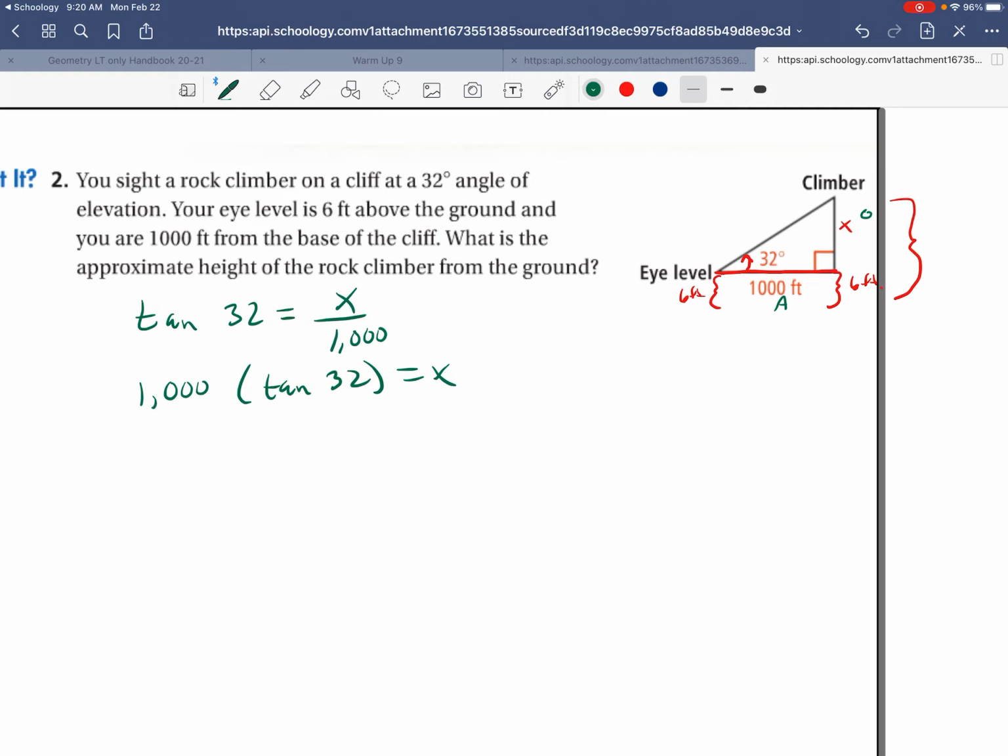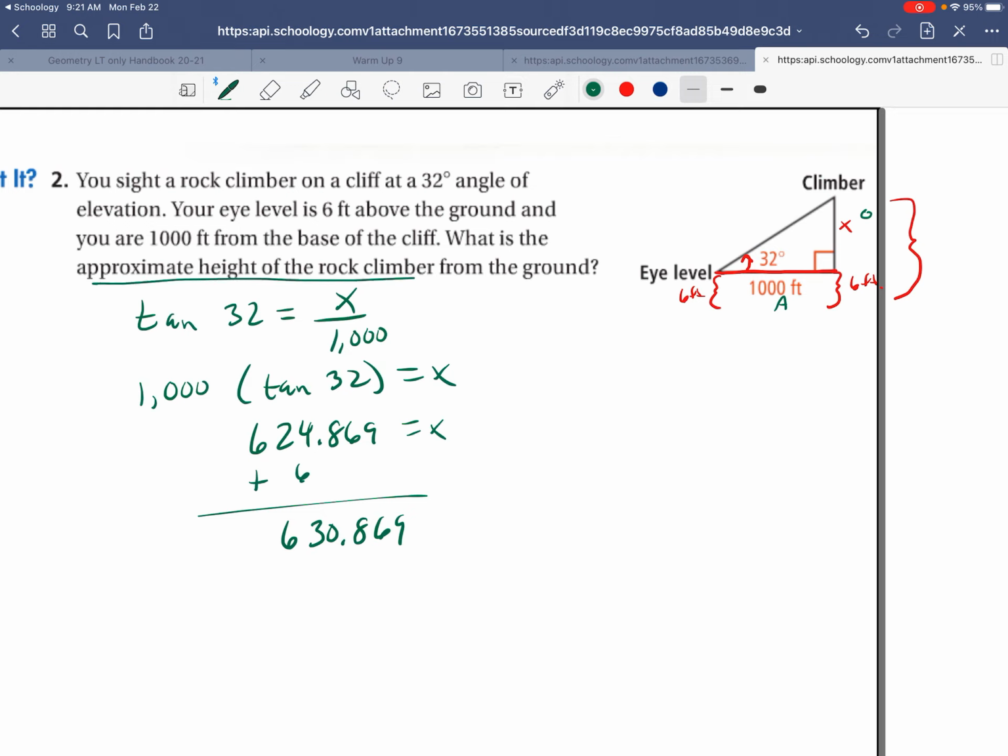And that equals 624.869. And I'm going to add the 6 feet. And we're going to get a total of 630.869. And we're going to round that to the nearest.